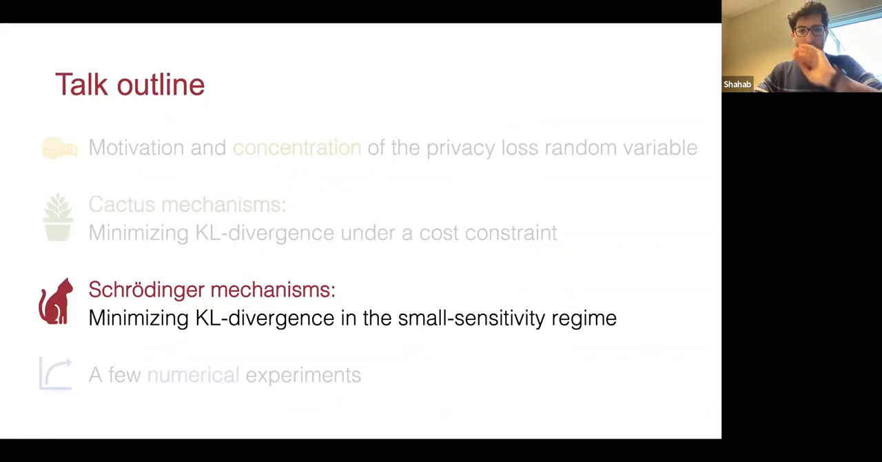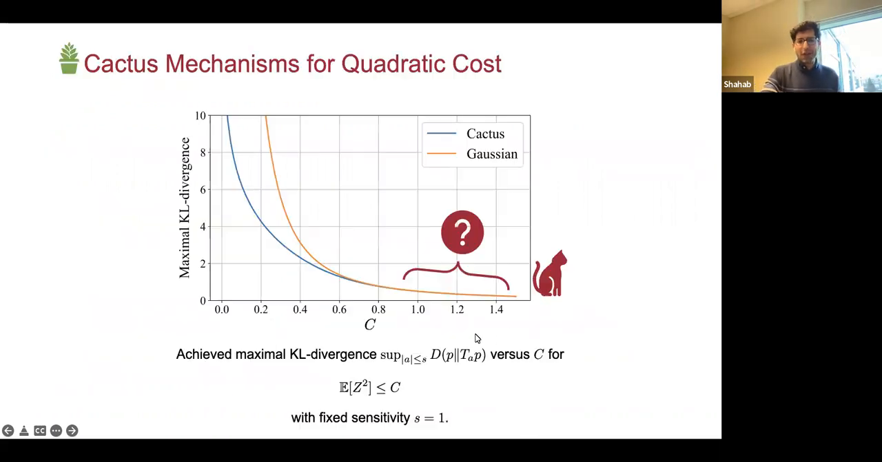Okay, so now we want to talk about this Schrödinger business, the Schrödinger mechanism. And what the Schrödinger mechanism does is basically give you the optimal mechanism for the small sensitivity regime. Okay, so again, here we are looking at a small c and big C, but instead of having this difference between a small c and big C, we want to look at a small sensitivity and big sensitivity. And then I will talk about why they are equivalent.